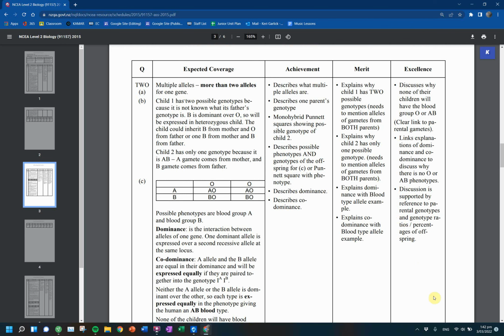All right, and then the last thing then is the excellence level points. So 3 were possible here depending on what you were discussing. The first bit here is explaining why could it not be possible for the children to be O or AB blood type.